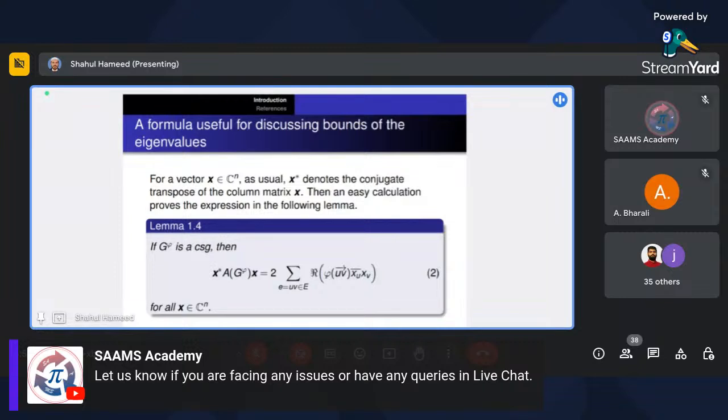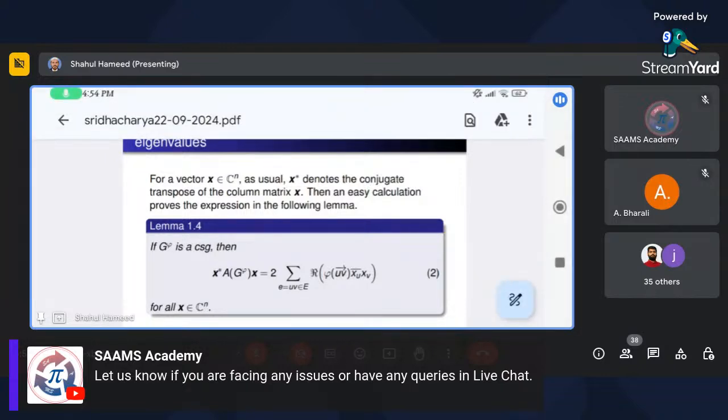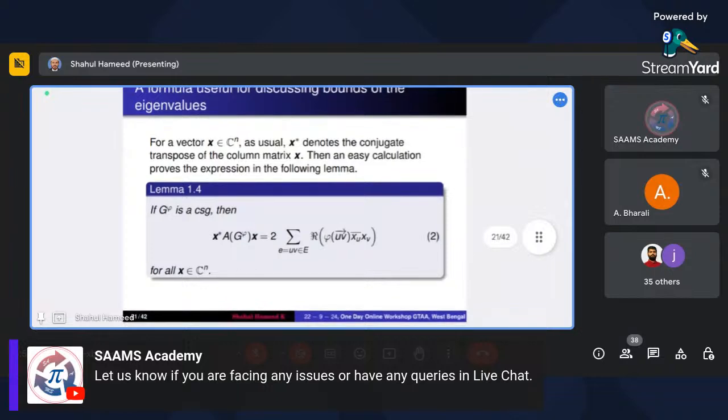With the help of this expression x star A(G phi) x, you can find useful bounds for the eigenvalues. I just mentioned it because, if you are interested, we have published only one paper and many things can be done in this area. That's why I mentioned that idea.